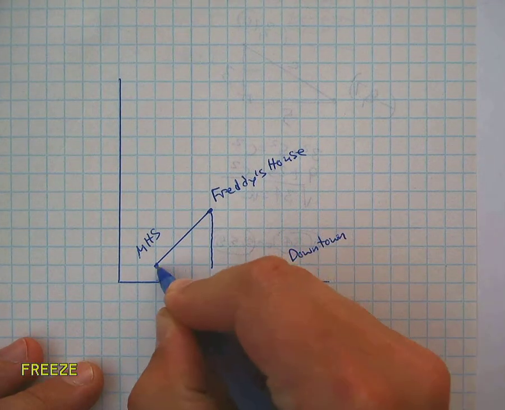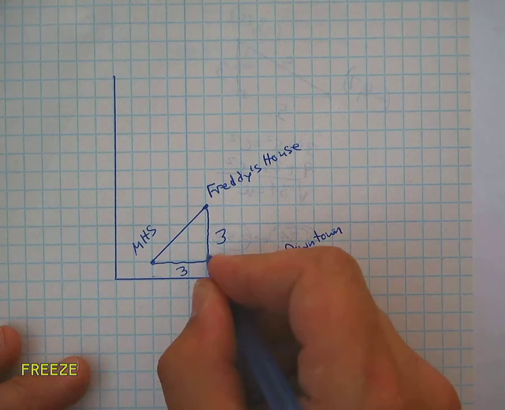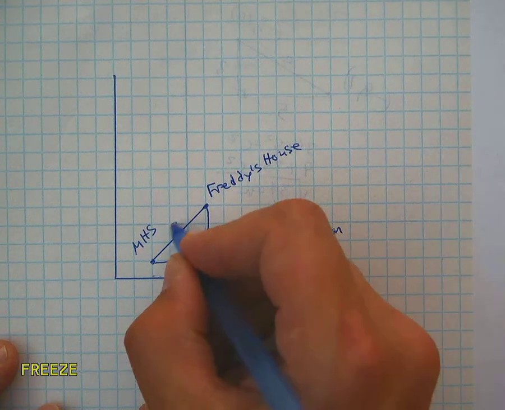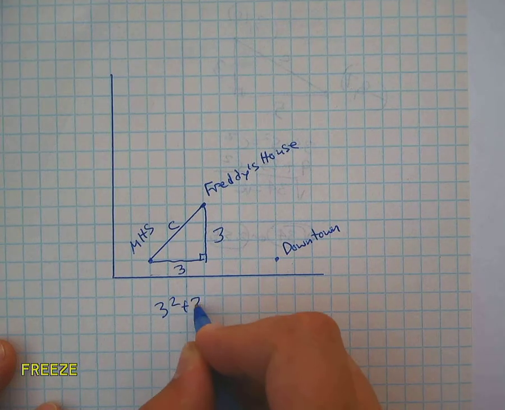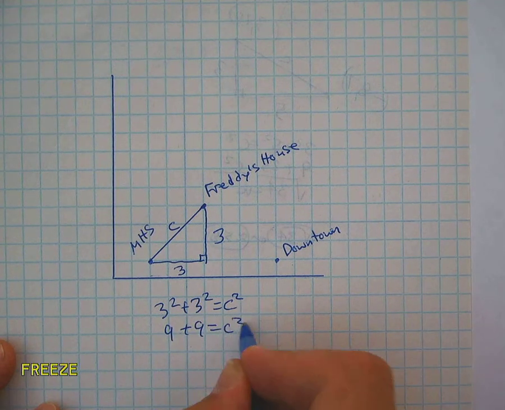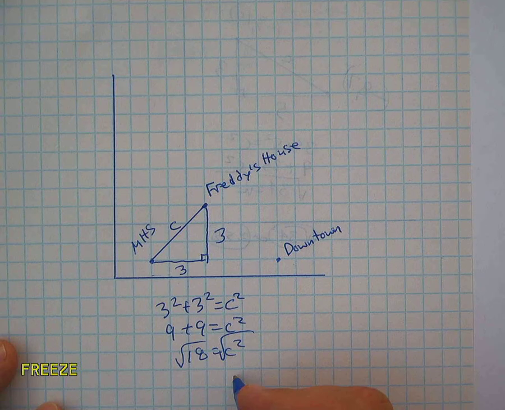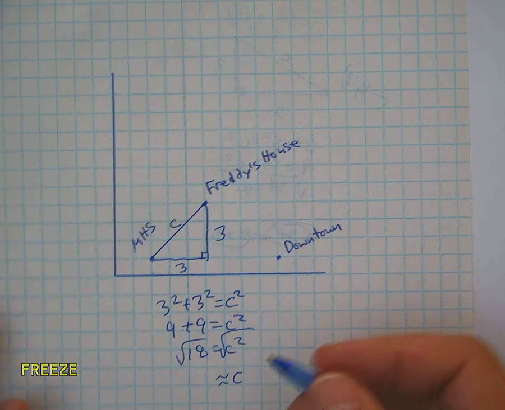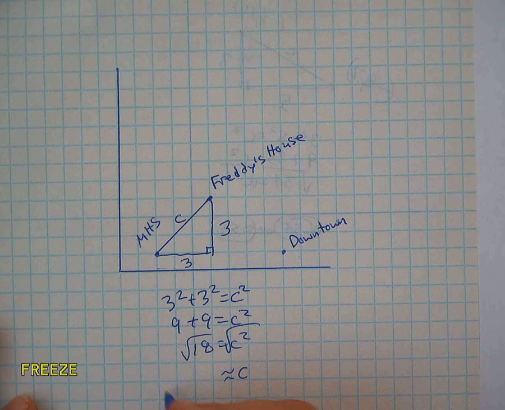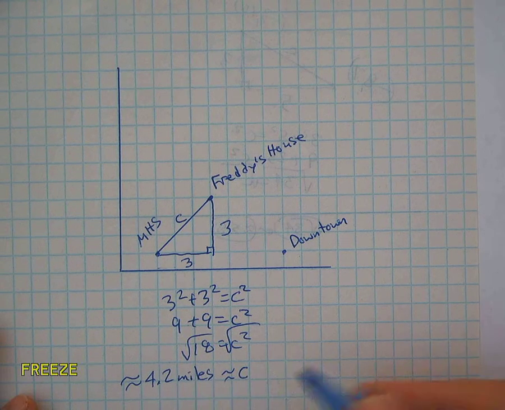I'm going to make my triangle. So this is 3, and this is 3. To figure this out, I'd use the Pythagorean theorem. 3 squared plus 3 squared equals c squared. This is 9 plus 9 equals c squared, or 18 equals c squared. And I take the square root, and the distance is, let's see, the square root of 18 is about 4.2 miles, because we want to measure it in miles.